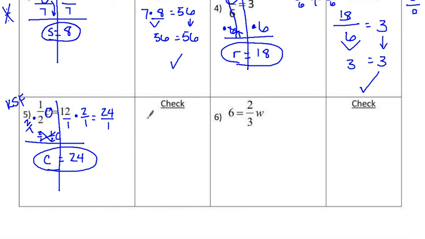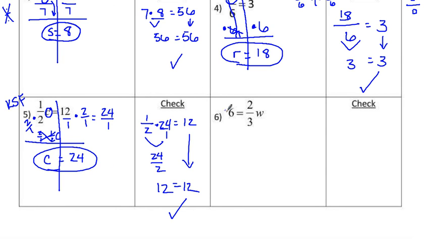And if I do the check step, I have 1/2 times something equals 12. Well, the something is 24. Lonely whole numbers go over 1. And if I do this multiplication here, 1 times 24 is 24. 2 times 1 is 2. And if I divide this, I get 12 is equal to 12. So I got it right in this problem.